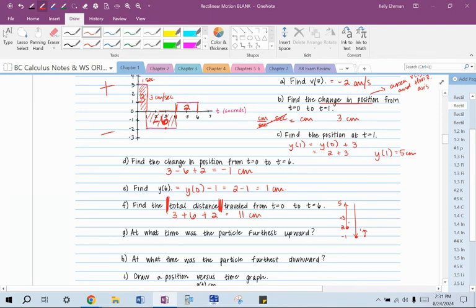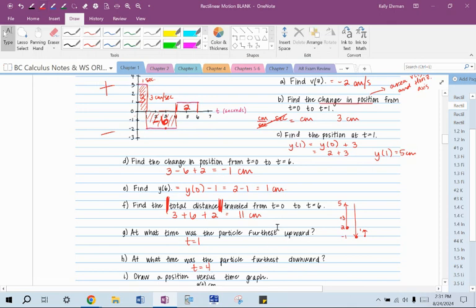So furthest upward was that initial up. It never really recovered from that and got any higher. So at what time does that happen? That's at t equals 1. When it finishes traveling, it's 3 centimeters. Furthest downward, it was when it hit -1. So when it finally at 4 seconds is when it finishes its -6 there. So that's at t equals 4.